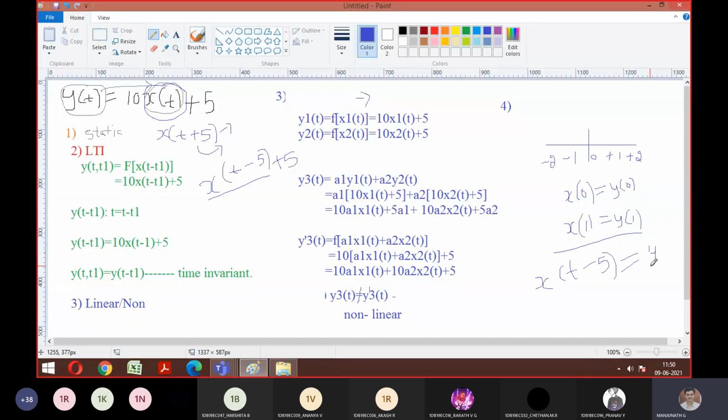See, your output y of t is depending upon the past values. So if I give t is equal to 0, it is -5. T is equal to 1, it is -4. T is equal to 2, it is -3. This all comes towards the negative side. So you can conclude that this is also called as causal. Agree everyone? Agree guys?